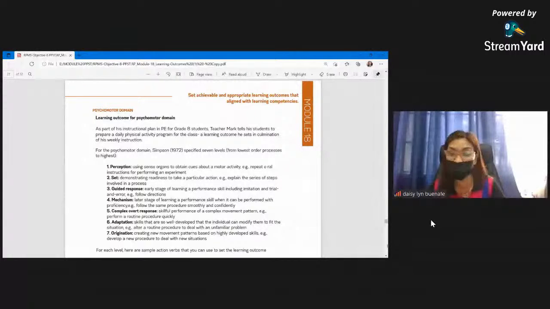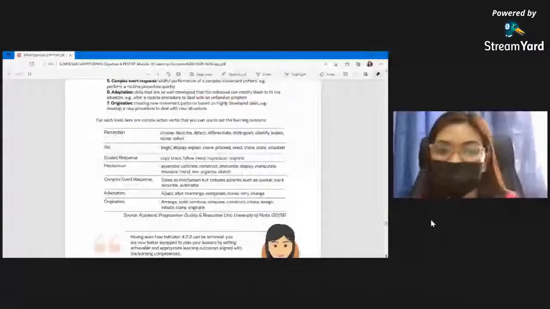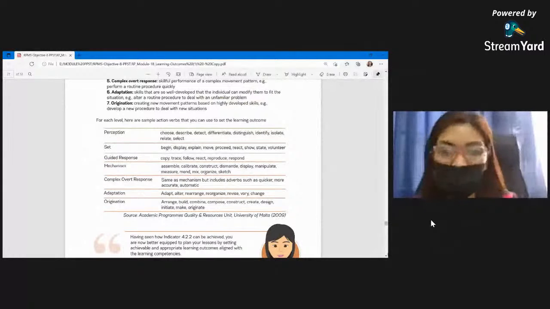Okay. So these are the active verbs of psychomotor. For the perception, we have choose, describe, detect, differentiate, distinguish, identify, isolate, relate, and select. Set: begin or display. Move, proceed, act. For guided response, we have copy, trace, follow, react, reproduce, respond.